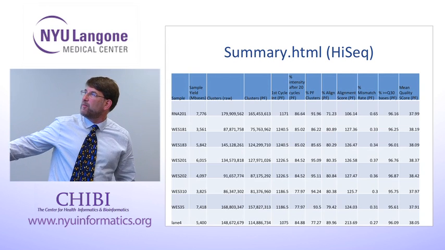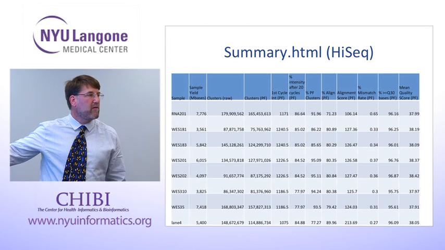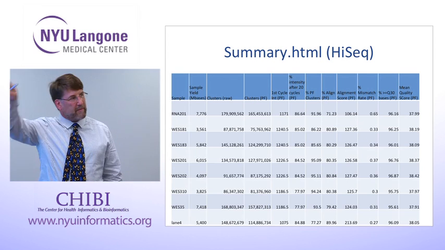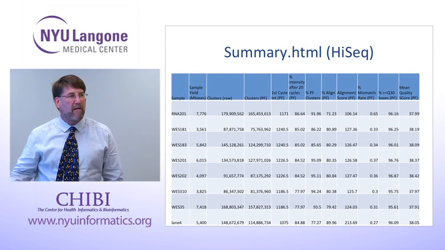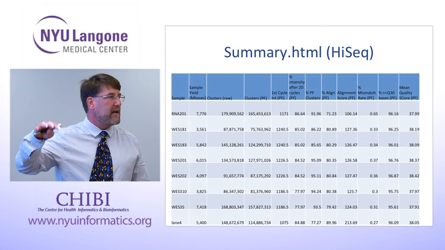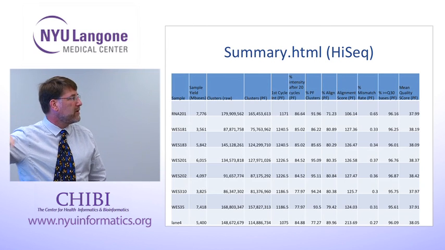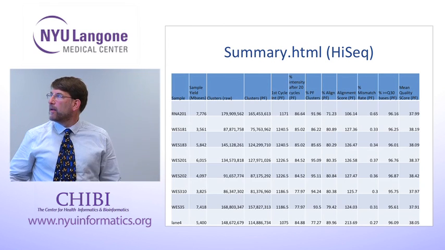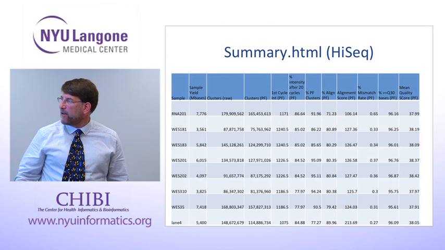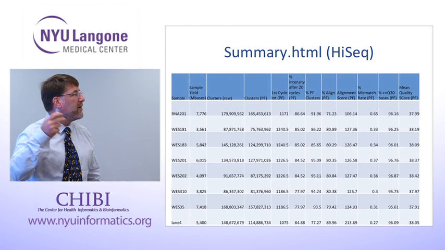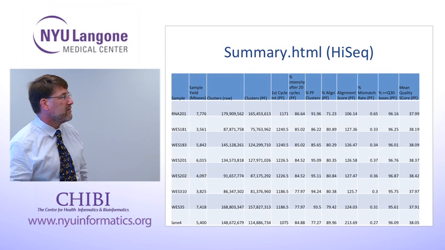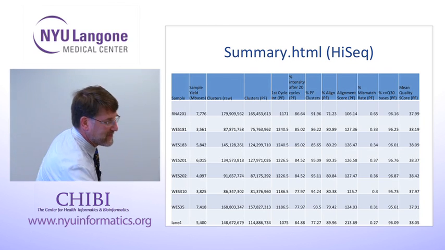Now we also get a new measure called the percent greater than Q30. Remember I showed you that pretty colored graph that slopes down? They've put a floor on it at Q30 and said everything above Q30 is usable, everything below is not. And they're saying, well, we're getting 95 to 96% of all sequence data above Q30. So this is a really good read, which is why I show it to you.